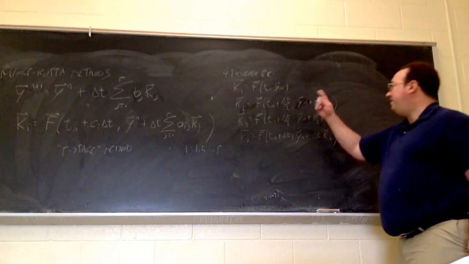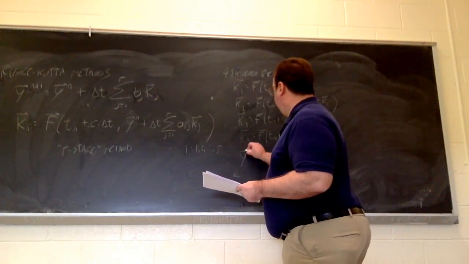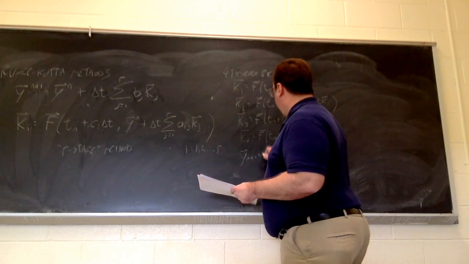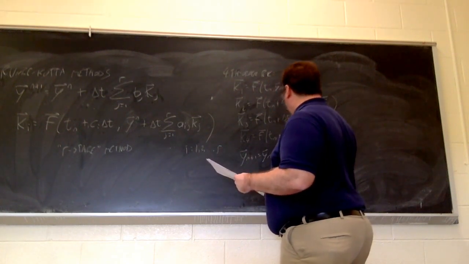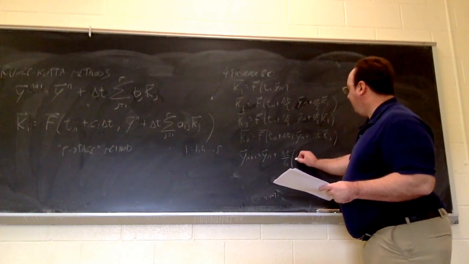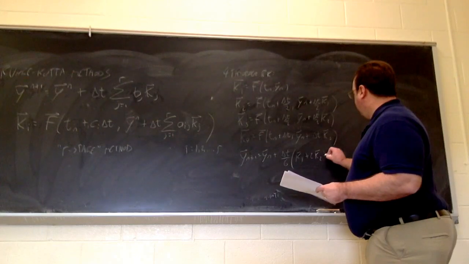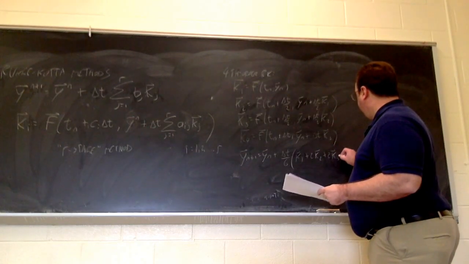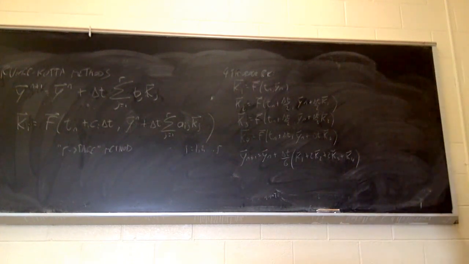So each K feeds into the next one. And then we have Yn plus 1 is Yn plus delta t over 6, and we have K1 plus 2K2 plus 2K3 plus K4. This is kind of like Simpson's rule for integrals.